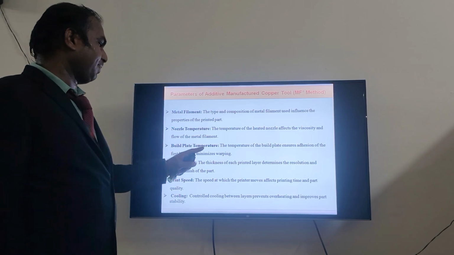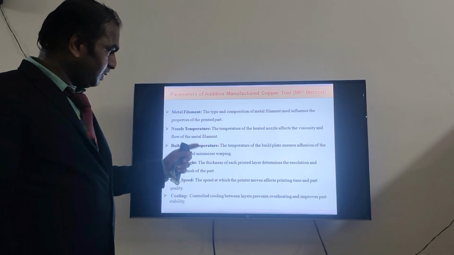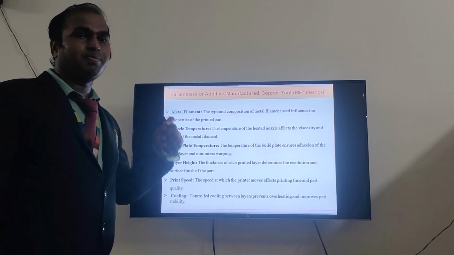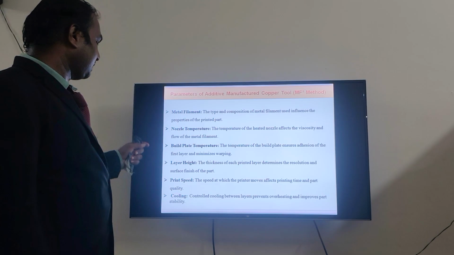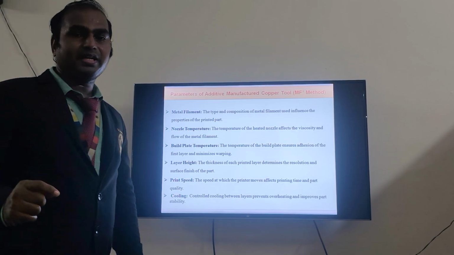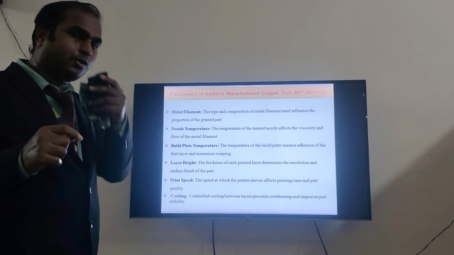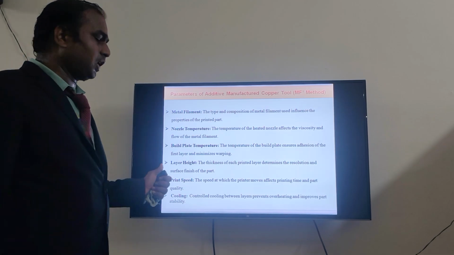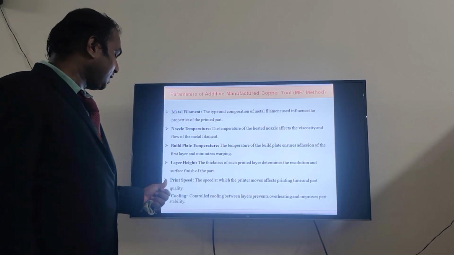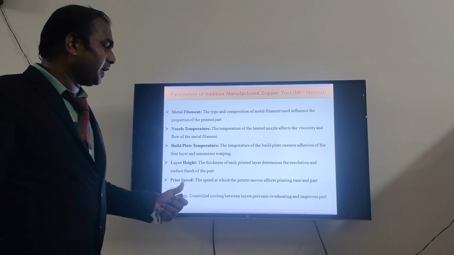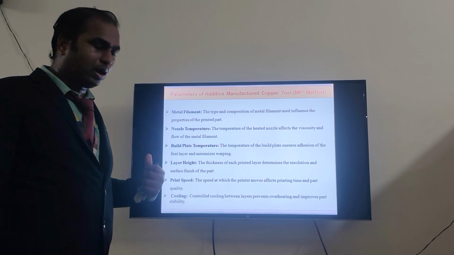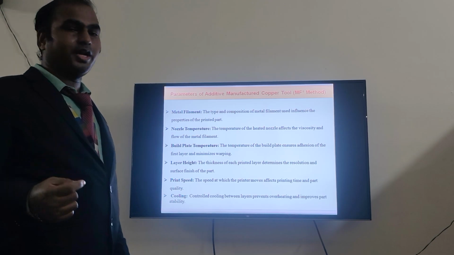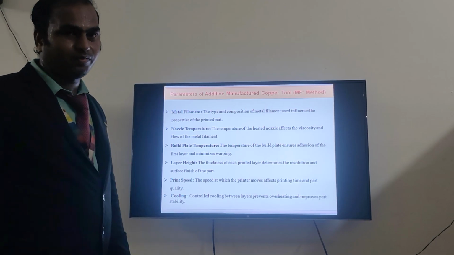Next is build plate temperature. The temperature of the build plate ensures adhesion of the first layer and minimizes the warping process. Next is the layer height. Layer height is the thickness deposited in the XYZ directions, and it determines the resolution and surface finish of the part. Next are printing speed and cooling. Printing speed depends upon the time and the part quality, and cooling between layers prevents overheating, which improves the stability of the workpiece.